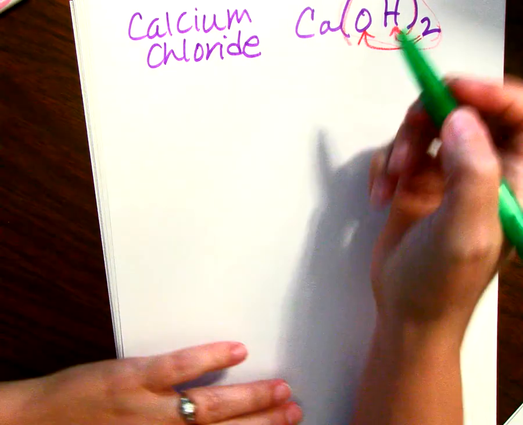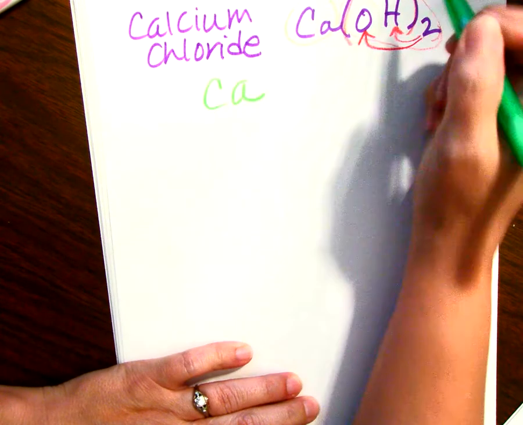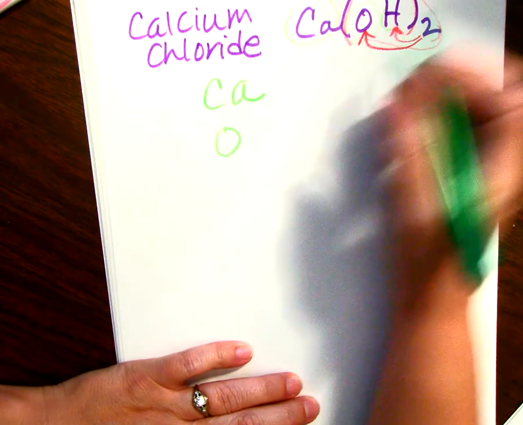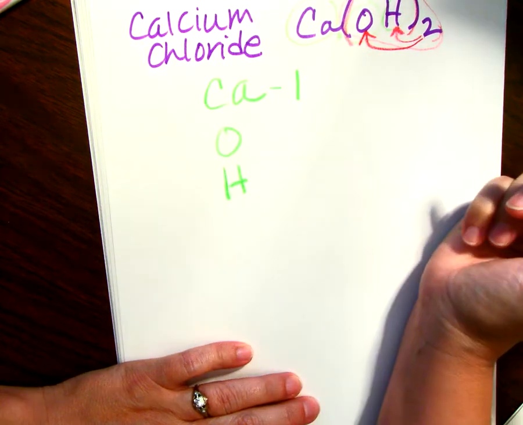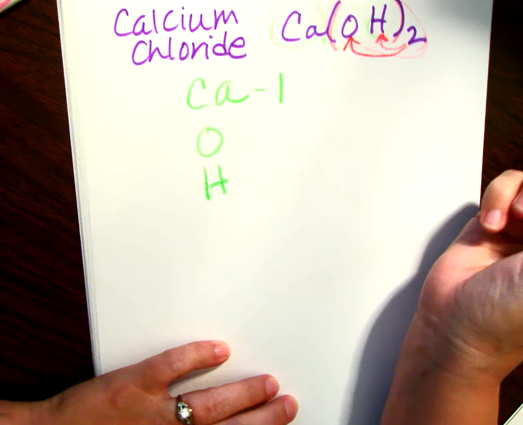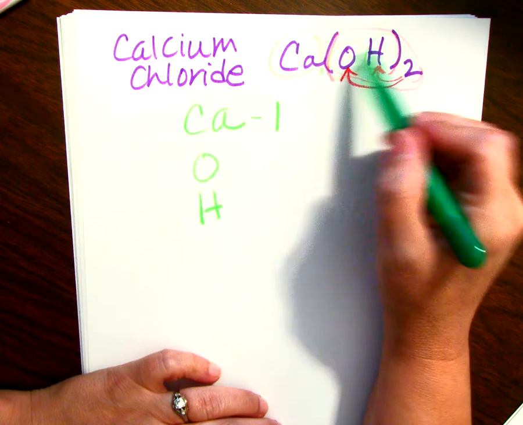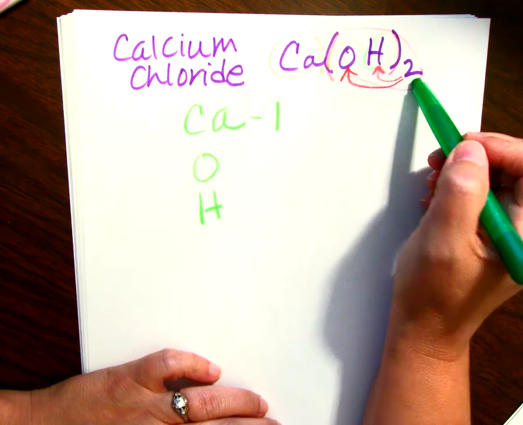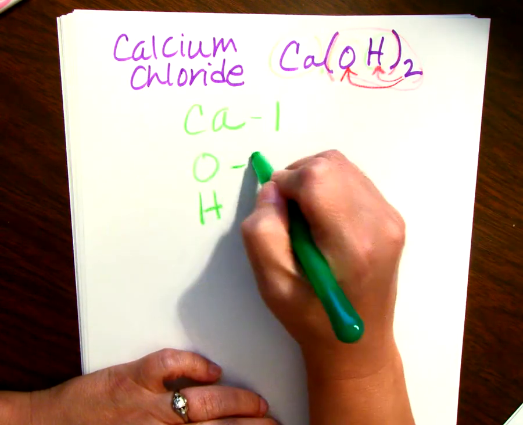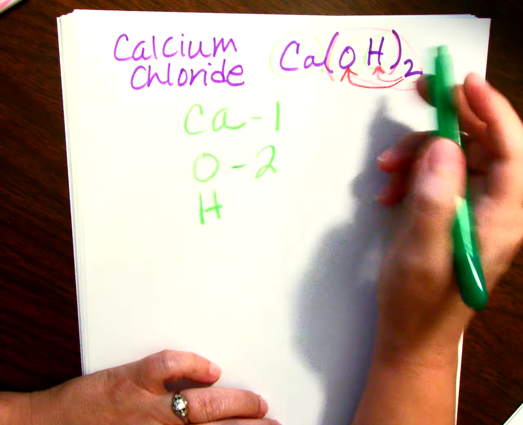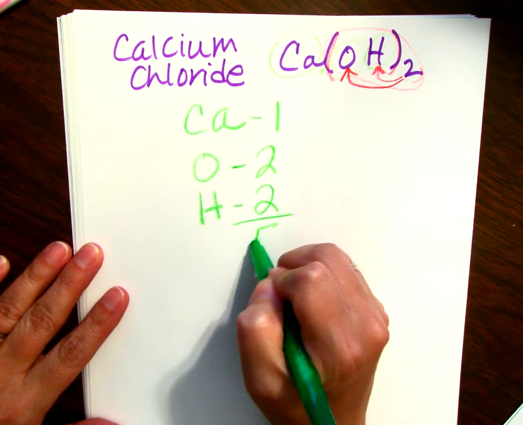So let's write out what elements we have. We have calcium, we have oxygen, and we have hydrogen. There's an imaginary 1 here, so we only have 1 calcium atom. We have this subscript 2 right outside these parentheses, and that 2 belongs to the parentheses, so it's 2 of everything inside of it. So 2 oxygen atoms and 2 hydrogen atoms, for a total of 5 atoms.